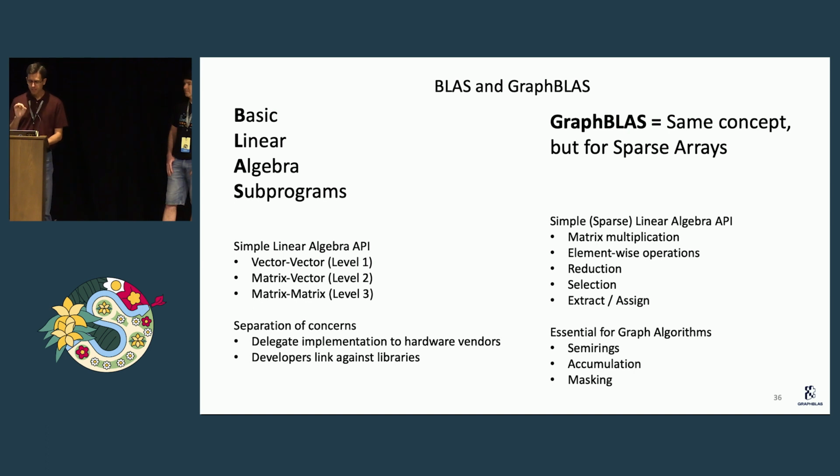But it's not just normal sparse linear algebra. There's these 3 key features. It has semi-rings for the normal matrix multiply to expand what that means. It does accumulation and this masking that I talked about. And that really is the core essence of what makes GraphBLAS amazing.